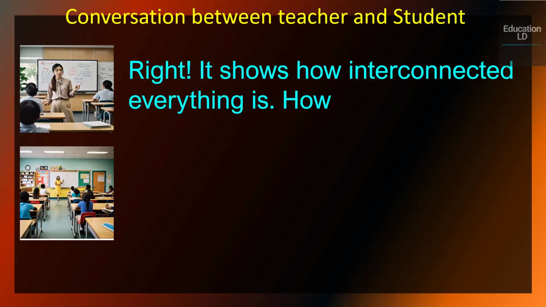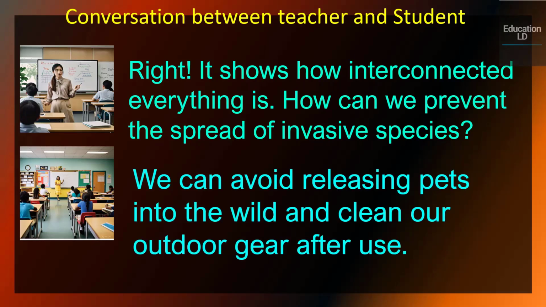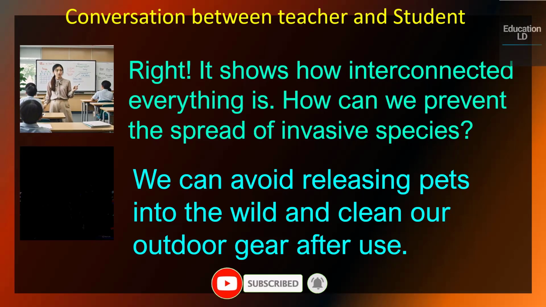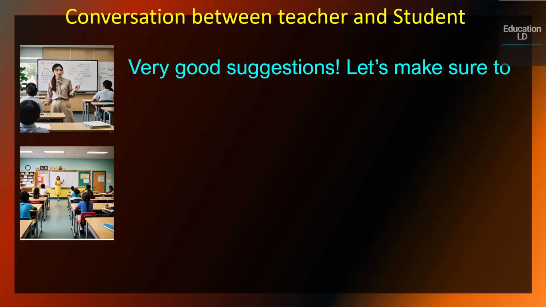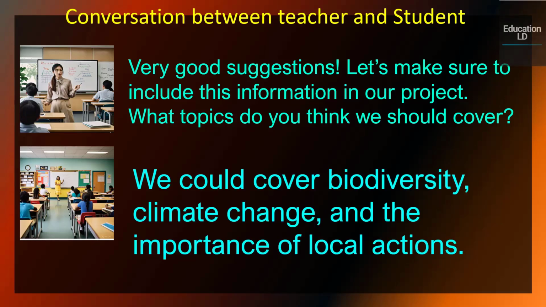Teacher: Right. It shows how interconnected everything is. How can we prevent the spread of invasive species? Student: We can avoid releasing pets into the wild and clean our outdoor gear after use. Teacher: Very good suggestions. Let's make sure to include this information in our project. What topics do you think we should cover? Student: We could cover biodiversity, climate change and the importance of local actions.